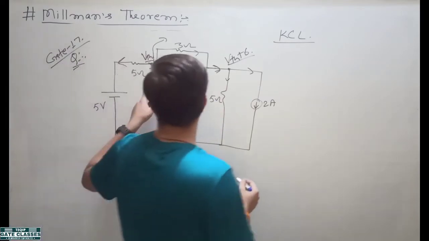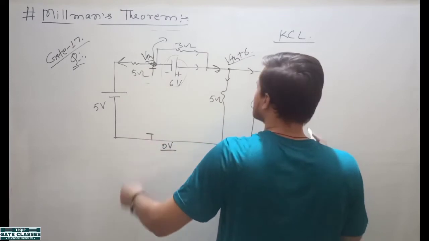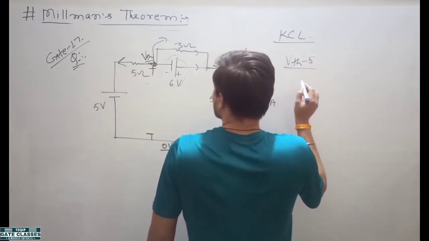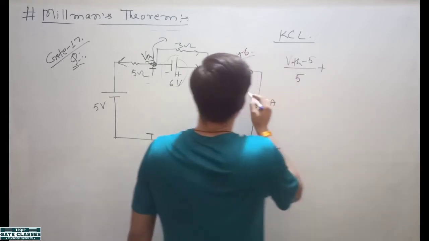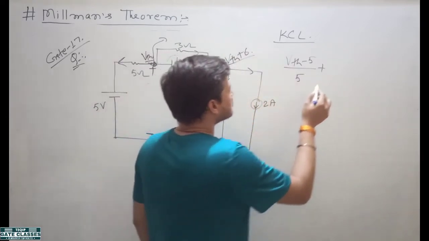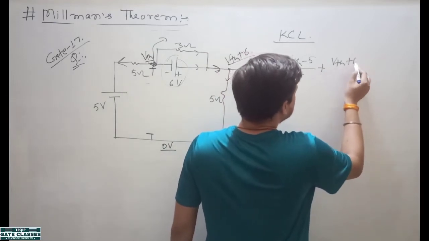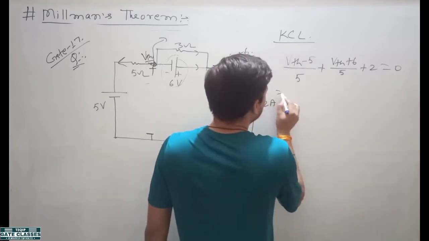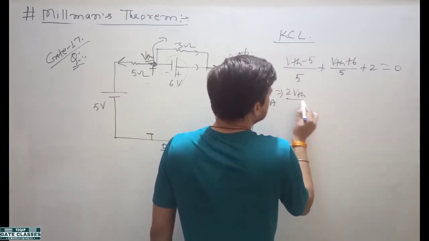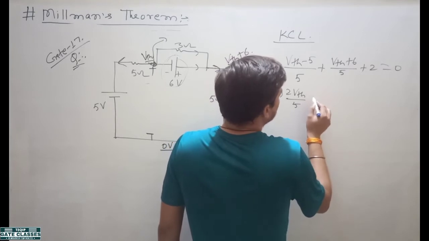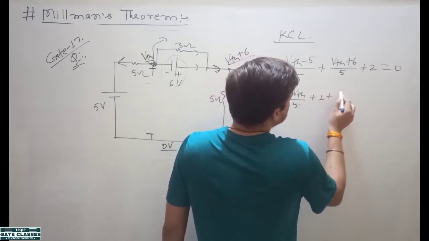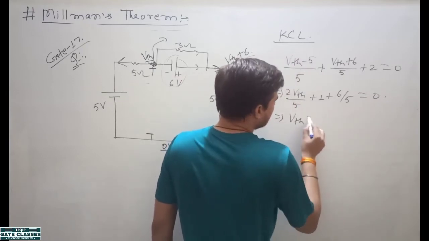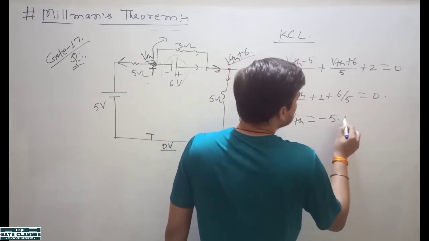So if you are applying KCL, here it will be VTH minus 5 divided by 5 plus these two currents, VTH plus 6 by 5 plus 2 will be equal to 0. From here 2 VTH by 5 plus 1 plus 6 by 5 will be equal to 0. From here you write VTH will be equal to minus 5.5 volt.